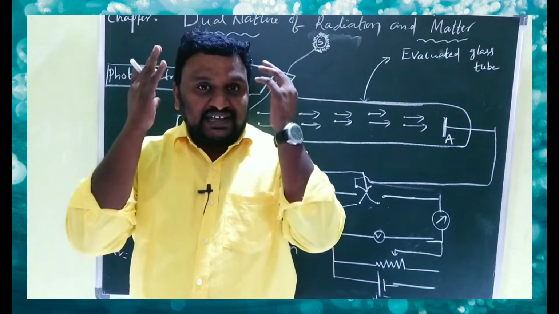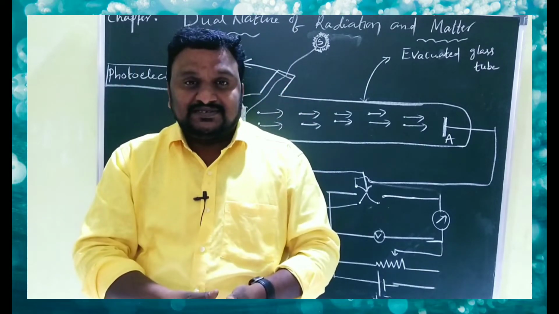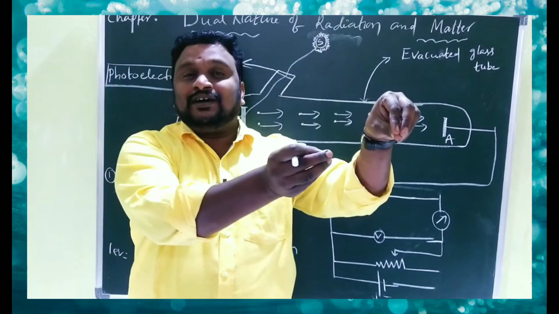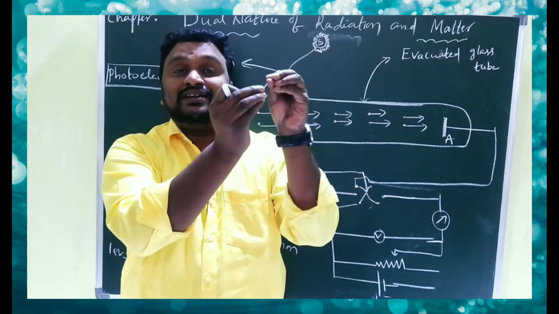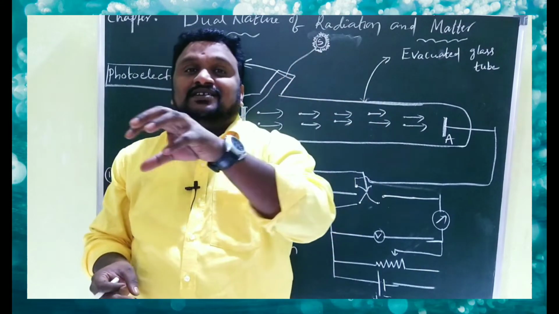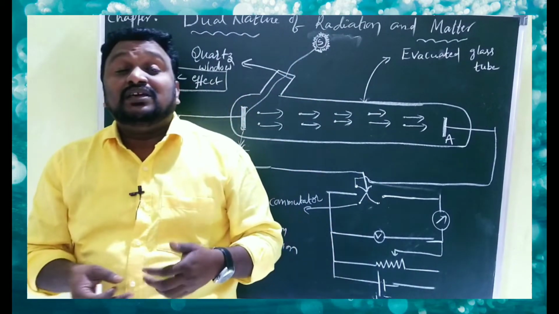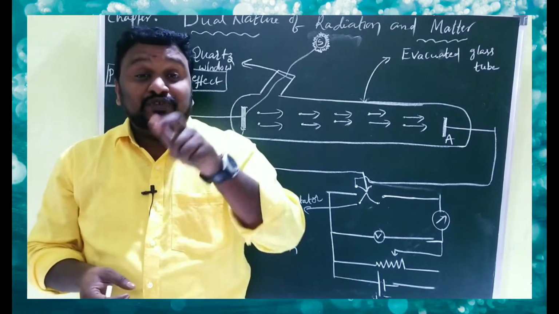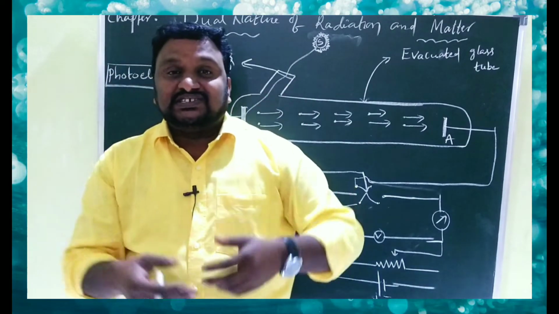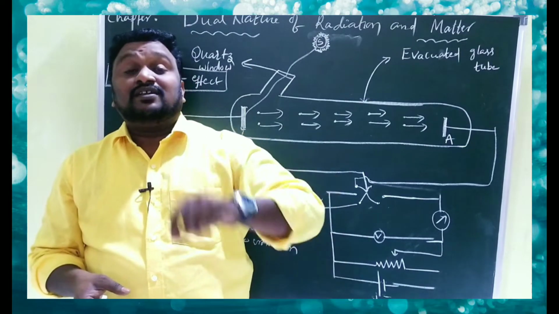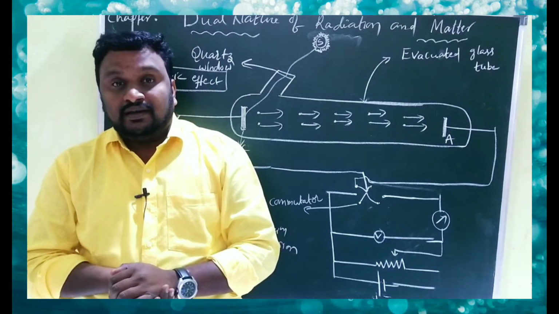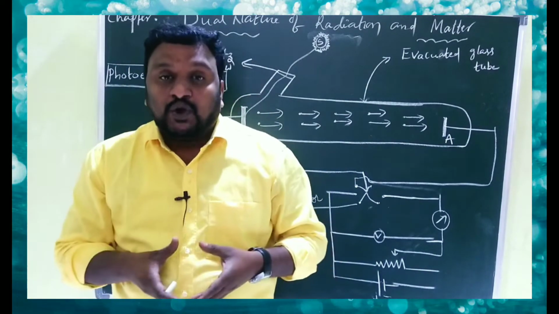The energy incident on the metal surface is obviously light energy. When light energy falls on the metal surface, due to that photon energy, the electrons are removed or come out from the metal surface. That is the phenomenon we call photoelectric current. Clear, children? That is what we are going to discuss, because in this chapter the electric current is because of light only.